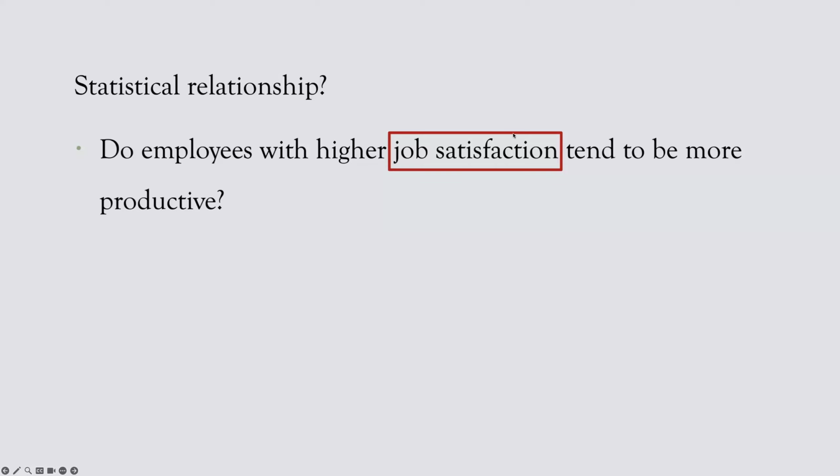So higher job satisfaction, that indicates it's going to change. So that's our first variable. And then our second variable is productivity. So again, it looks like it's indicating that there's more of something or less of something. So we can say this is a variable. So this would be a statistical relationship that we are investigating. So this would be yes.